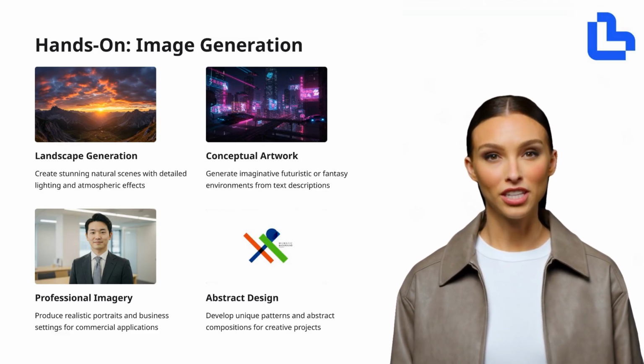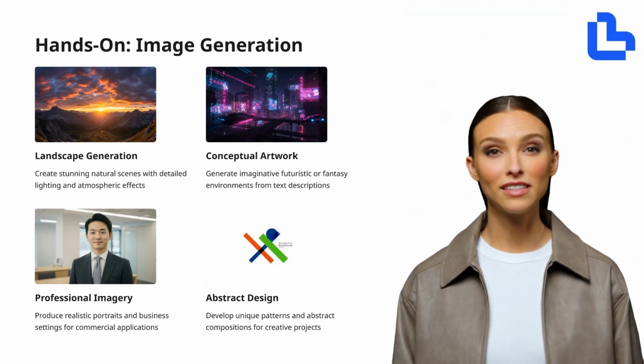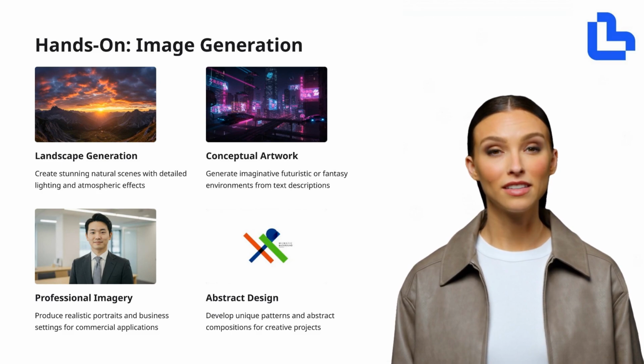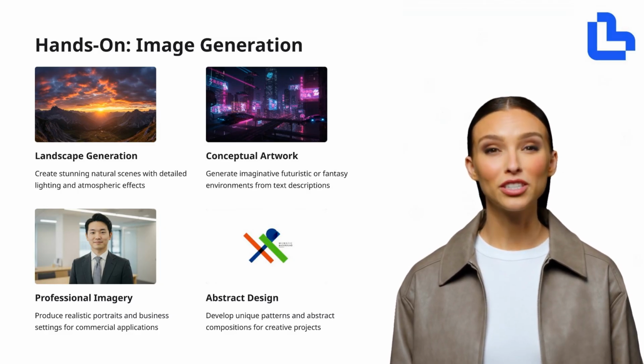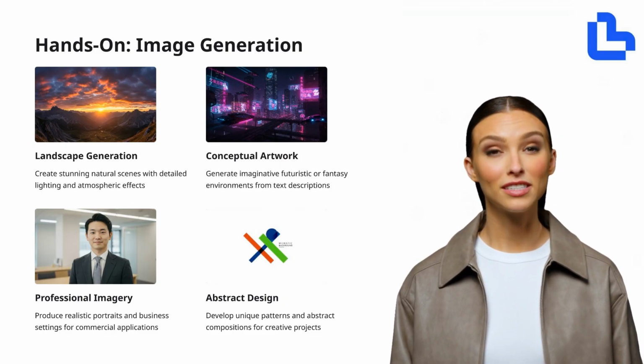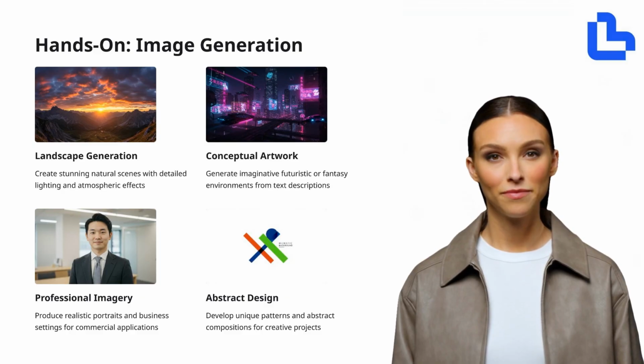First, landscape generation. You can prompt the AI to create natural scenes with detailed lighting, weather effects, and mood. For example, generate a misty mountain landscape at sunrise with warm lighting and pine trees. This is great for storytelling, mood boards, or immersive product environments. Next, conceptual artwork. This is where AI really shines in creativity. You can generate futuristic cities, fantasy worlds, or surreal compositions. Try something like create a cyberpunk cityscape at night with neon lights and flying cars. It's perfect for ideation and visual exploration.